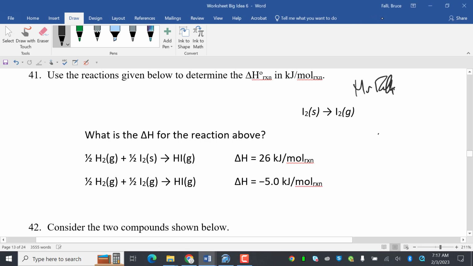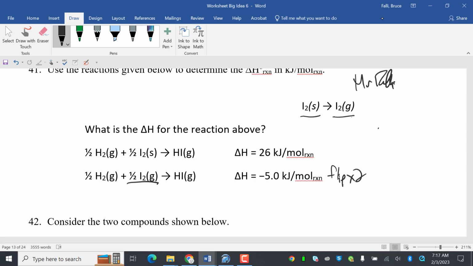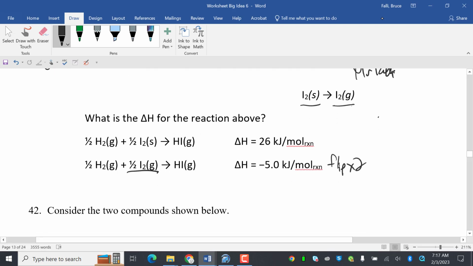What is the delta H for the reaction above? Notice here's one where we've got solids and gases we have to deal with. The first thing I'm going to do is make my product, which I said before. So I'm going to flip this and multiply it by 2 because I'm trying to get this on the right-hand side times 2. So I'm going to have HI yields 2 HI yields H2 plus I2.